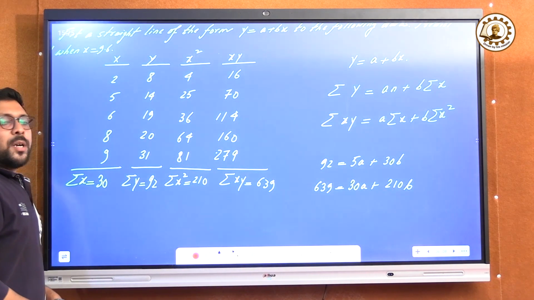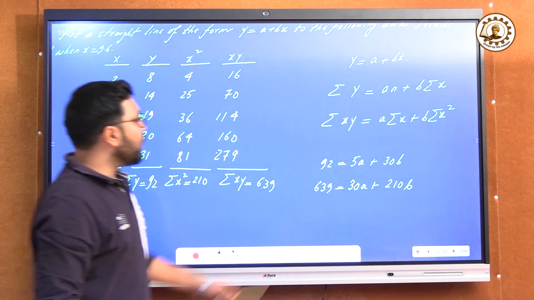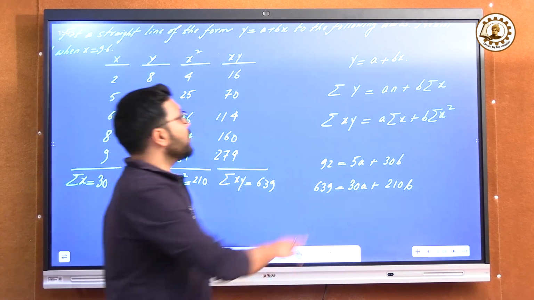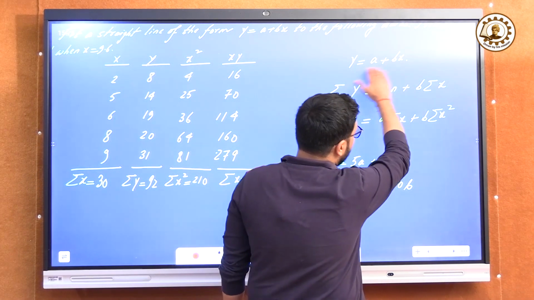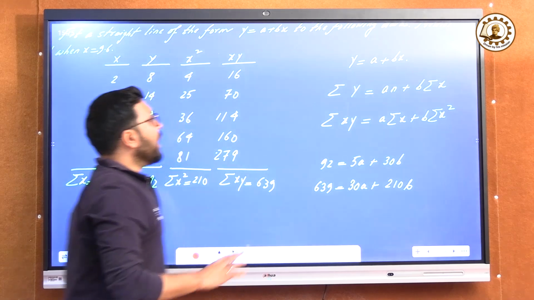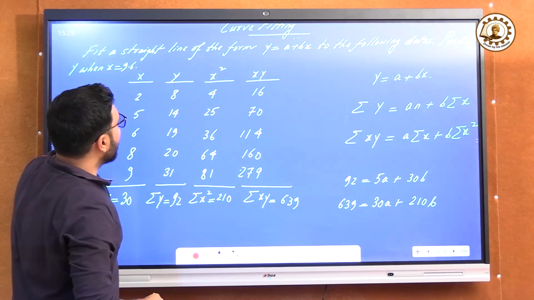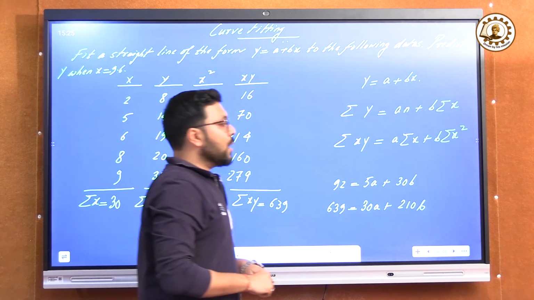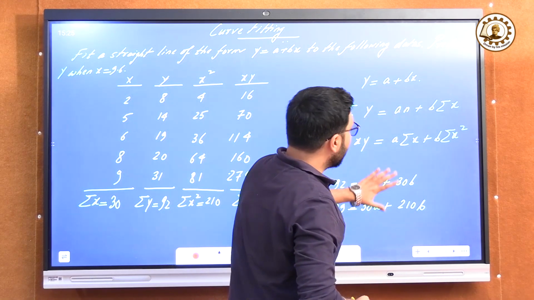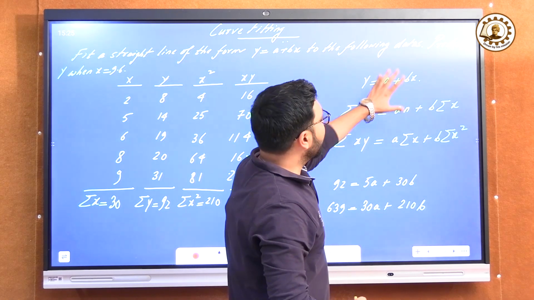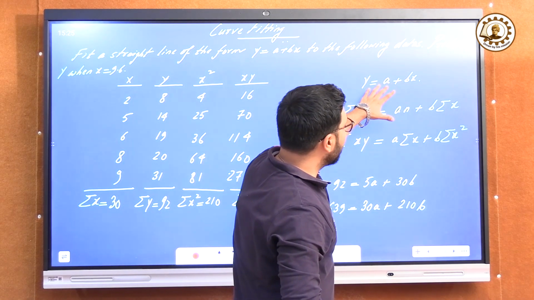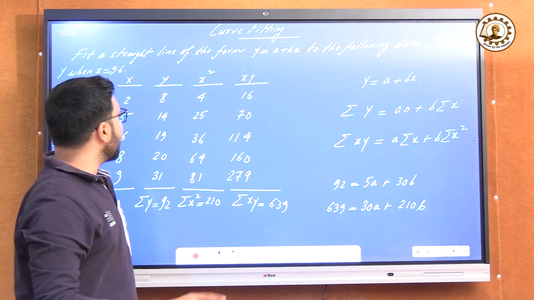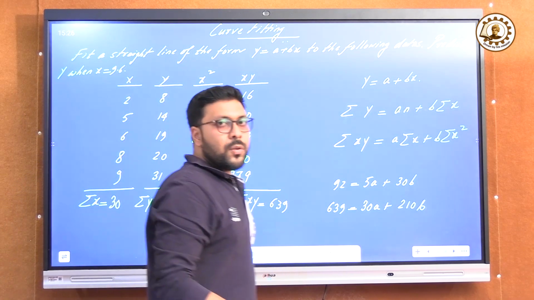Now these are two simultaneous equations. If you solve these two equations, you will get the values of A and B, and further you just have to substitute the values of A and B here. After that, see the second part of the question: predict y when x is equal to 9.6. So first we will get the values of A and B. After that we are going to substitute it right here. After that we will substitute the value of x as 9.6.